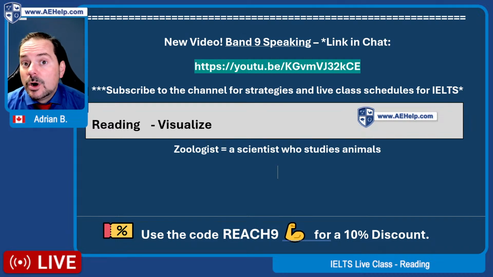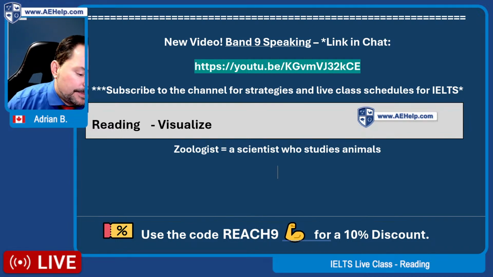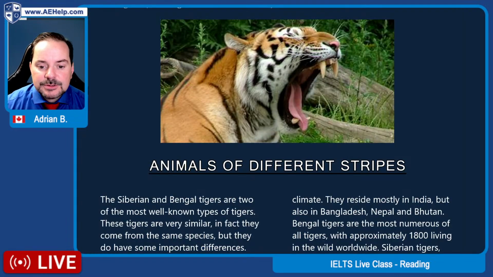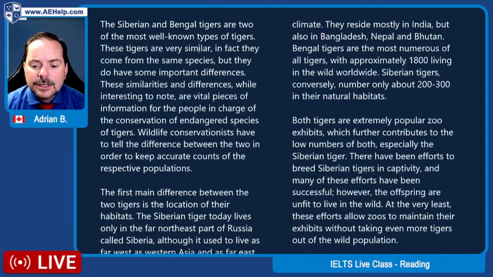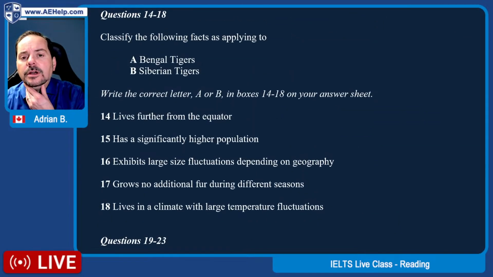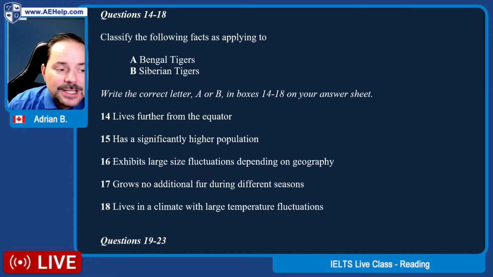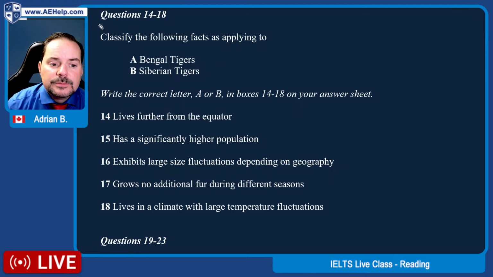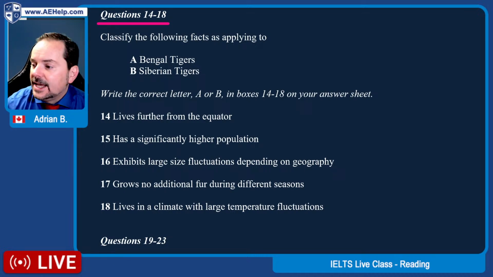So maybe you're a zoologist. You're studying tigers. And you want to make yourself interested in the passage. Absolutely. Then you can look at the questions just to see what kind of information is in this passage. So when you look at the questions, make sure to read them. So questions 14 to 18.